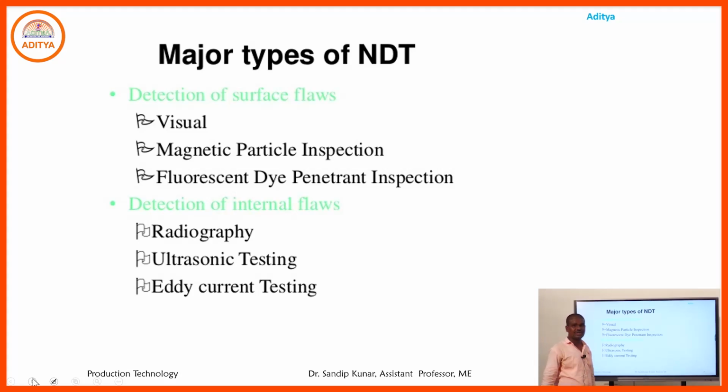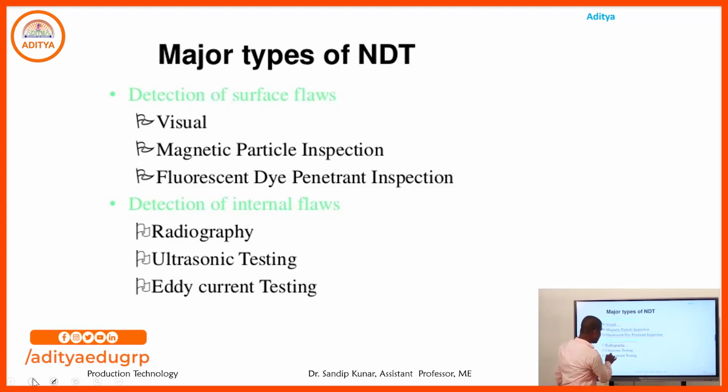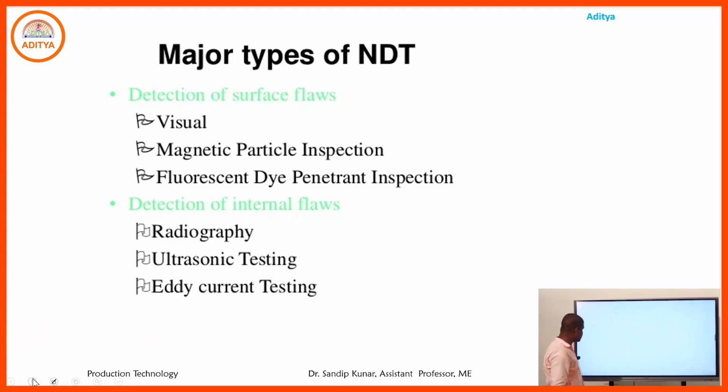What are the major types of non-destructive methods? First, visual inspection, magnetic particle inspection, and fluorescent dye penetration inspection. For detection of internal flaws, we use radiography, ultrasonic testing, and eddy current testing. Those are the methods we use.